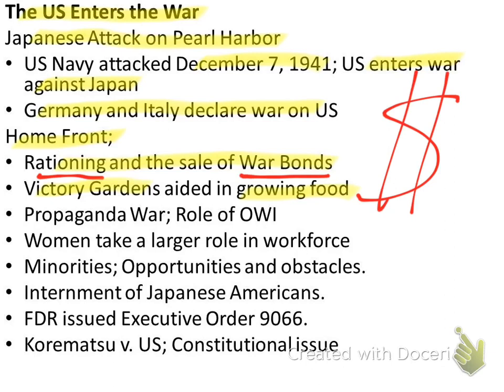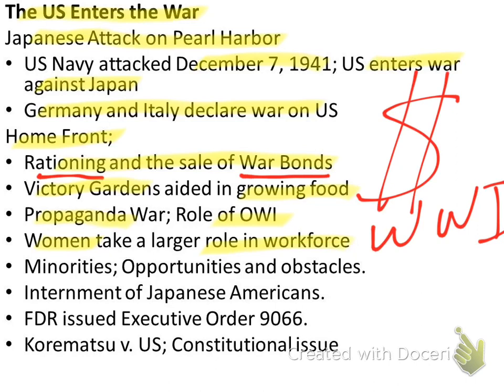We have the propaganda war. This is the role of the WWII. Okay, we talked about the posters and the motion pictures and the audio and the video going out to spur on Americans to join the war effort and to raise consciousness against the Axis powers. Women are now taking a larger role in the workforce, just as they did in World War I.